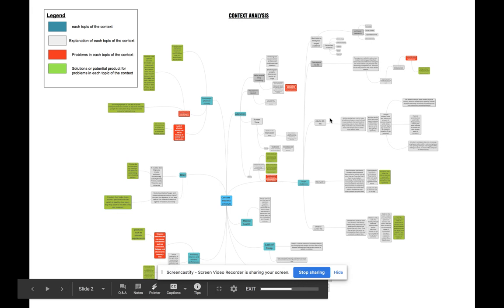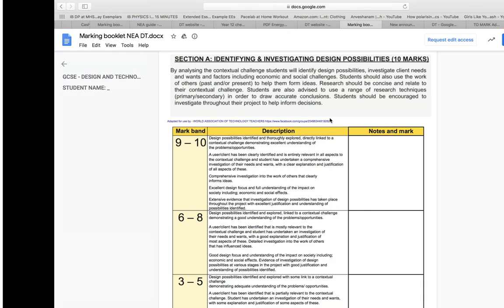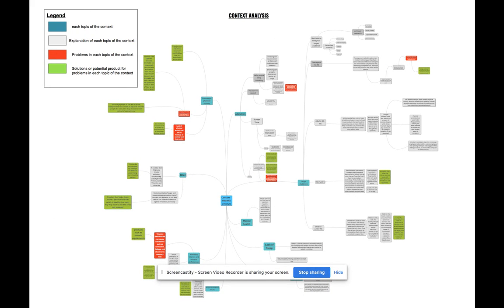So I'll be talking to you about the research part of the NEA: identifying and investigating design possibilities. It's worth 10 marks of your NEA. I think this is the part of the NEA where you're not really bound by anything. There are no limits kept on you, so you can look at anything and everything relating to the context given to you.